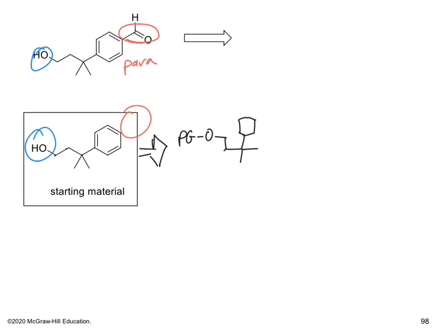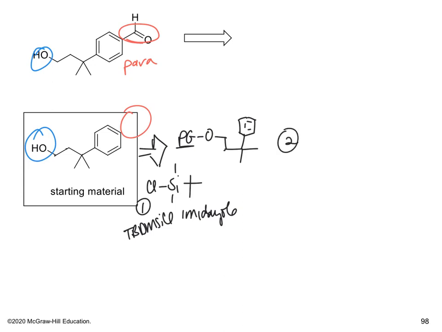You need a protecting group. The protecting group could be tert-butyldimethylsilyl and imidazole, or you could use pyridine. Remember TBDMS chloride. So that's one way to convert that to the protecting group. And then you can do a Friedel-Crafts acylation of an aldehyde. You can just do aluminum trichloride.